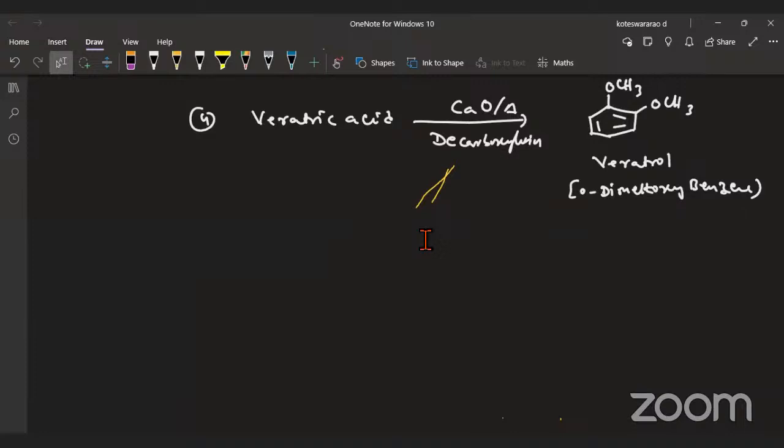Veratric acid is 3,4-dimethoxybenzoic acid, right? The formation of veratrole indicates that the two methoxy groups are adjacent to each other. But we don't know the position of the carboxylic acid. This is the partial structure: OCH3 and OCH3, along with one carboxylic acid group. The position of COOH is confirmed by its synthesis only.